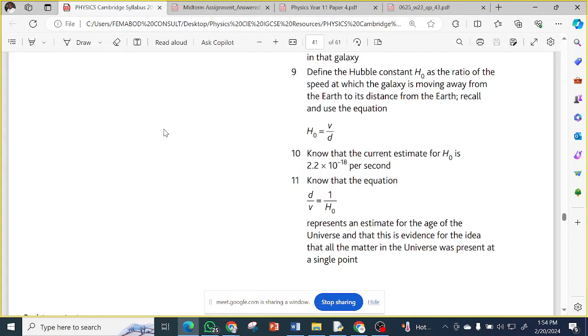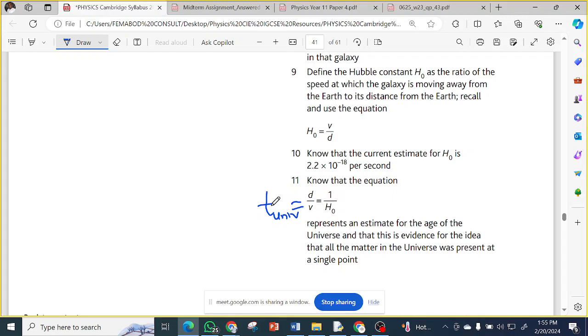They said current estimate. I know what that means, right? Approximately. Exactly, approximate, so a new discovery may come. So you may change the formula this way: T universe equals D over V equals 1 over H naught.